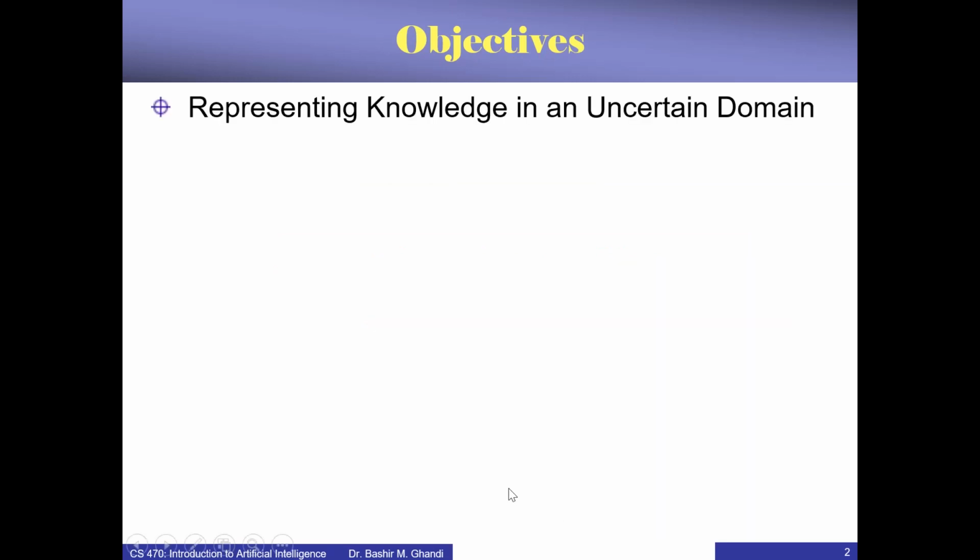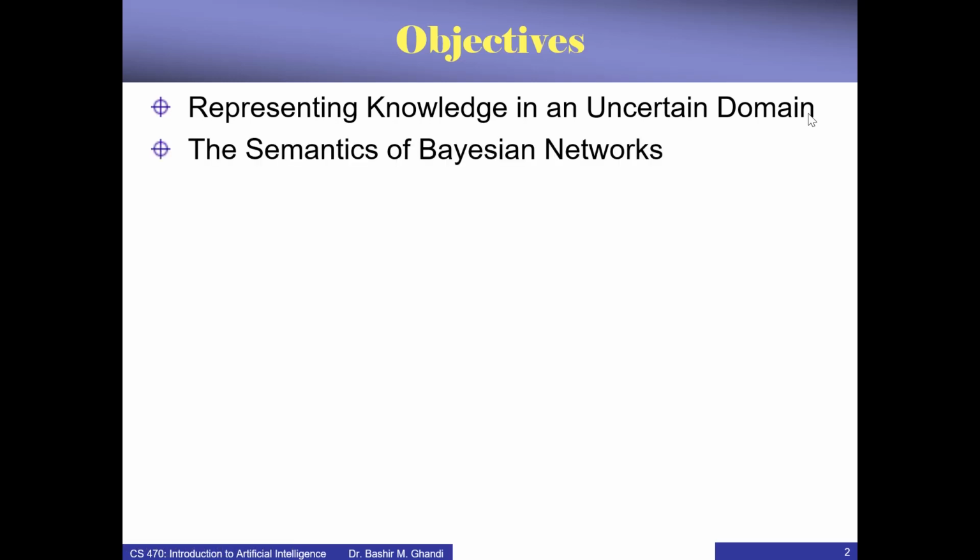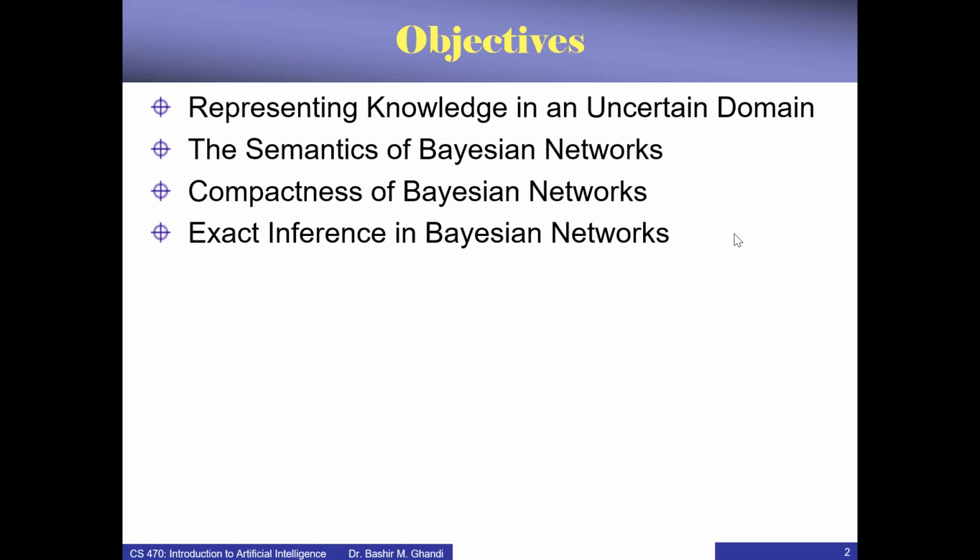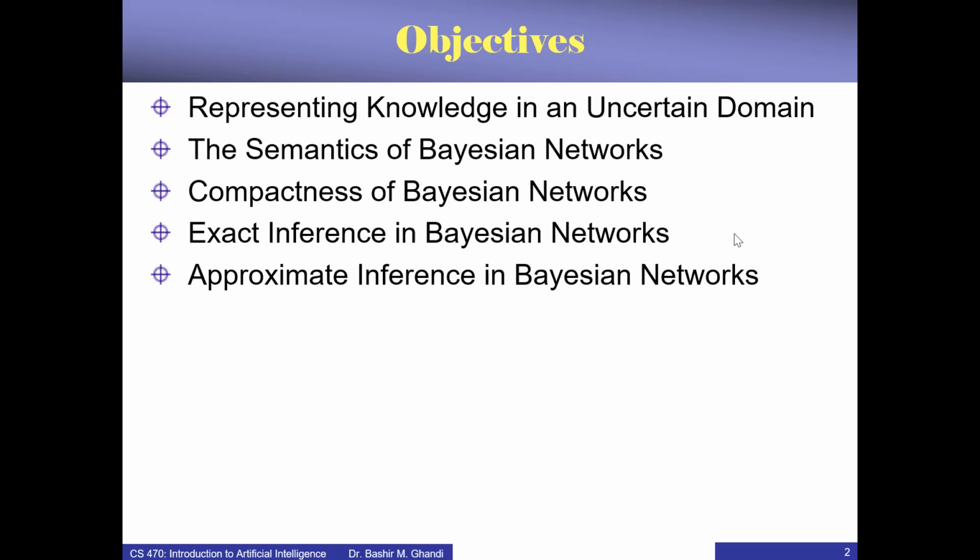First, we show how knowledge can be represented in an uncertain domain using what is called Bayesian network. Then we look at the semantics of Bayesian networks. And then we look at the compactness of Bayesian networks in terms of saving space compared to the normal full joint distribution. And then we look at exact inference in Bayesian networks. And finally, approximate inference in Bayesian networks.